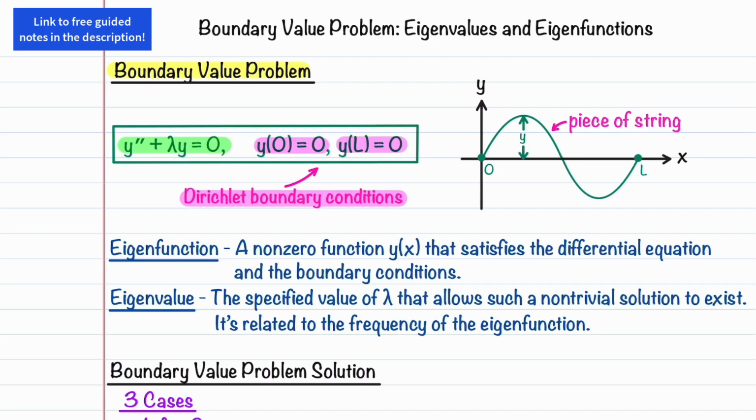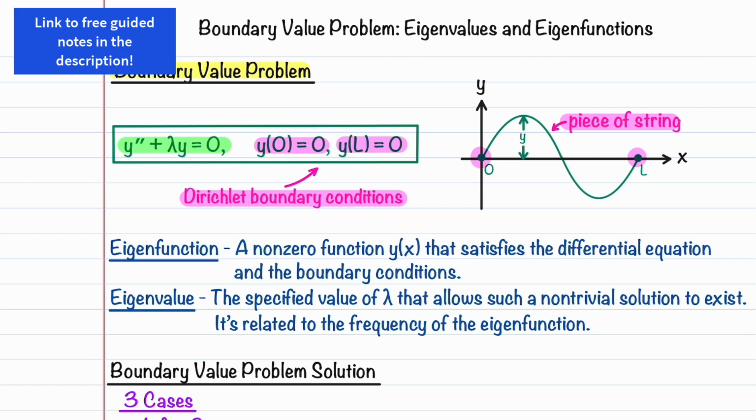Let's think about the physical meaning of this problem. Imagine a piece of string tied down at both ends or boundary points x is equal to 0 and x is equal to L. The solution to this differential equation is y, and it's just the height of the string at every point between x is equal to 0 and x is equal to L.